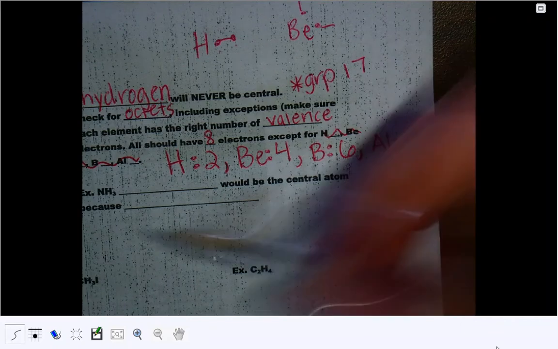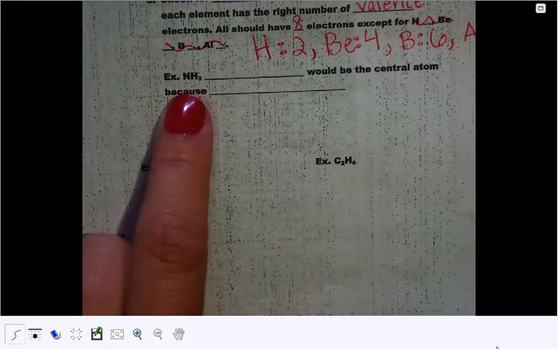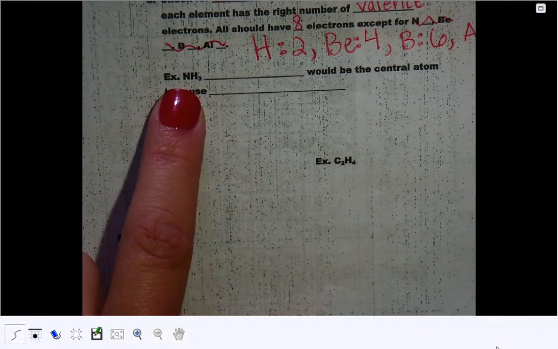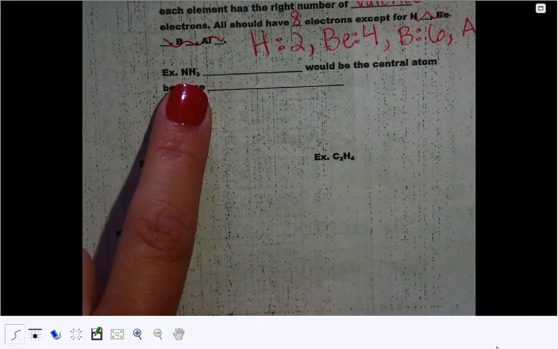Cool. So looking at this little one, we're going to use this one for our example as well. NH3 is technically ammonia, not ammonium. Ammonium had NH4 with a positive charge, okay? But ammonia, nitrogen trihydride, which one do you think is the central atom?